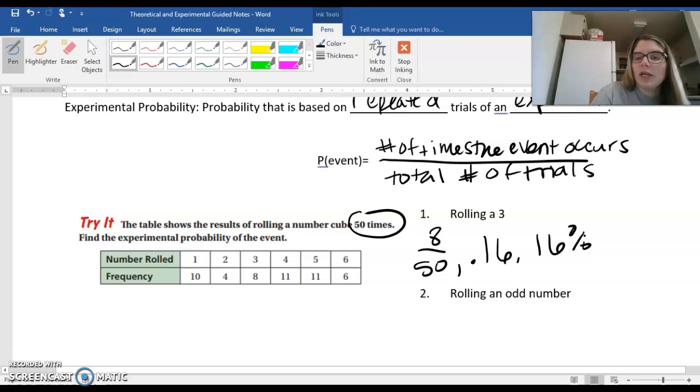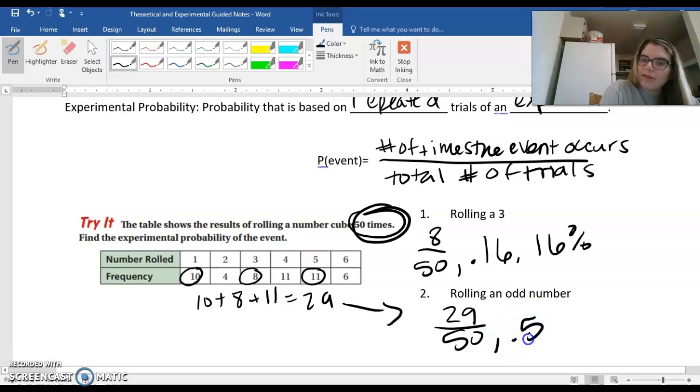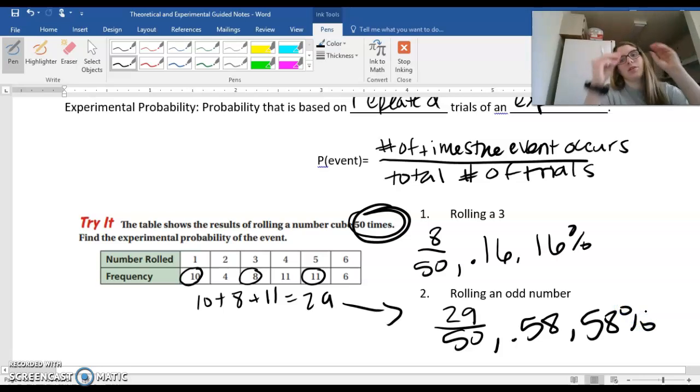All right, on the next one, rolling an odd on a number cube. So 1 occurred 10 times, 3 occurred 8 times, and 5 occurred 11 times. So 10 plus 8 plus 11 gives you 29. The number of times the event occurs is 29, and the number of times we rolled the cube was 50. If you divide those two, you get 0.58 or 58%. Again, it's the number of times it occurs over the number of times that you ran the trial.